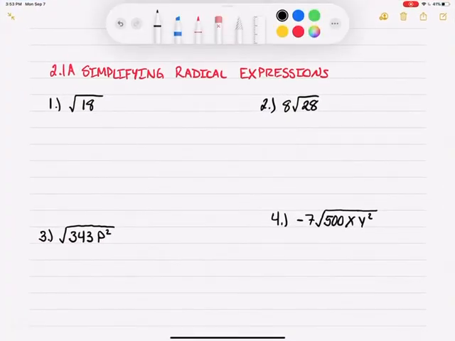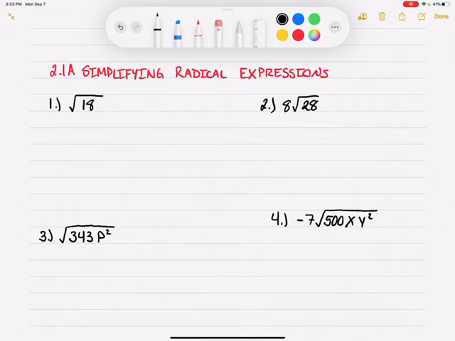Alright guys, today we're going to look at how to simplify radical expressions. So first of all, remember that radical means something that has a radical or a square root symbol. And then expressions means that there's no equal sign. None of these equal anything.